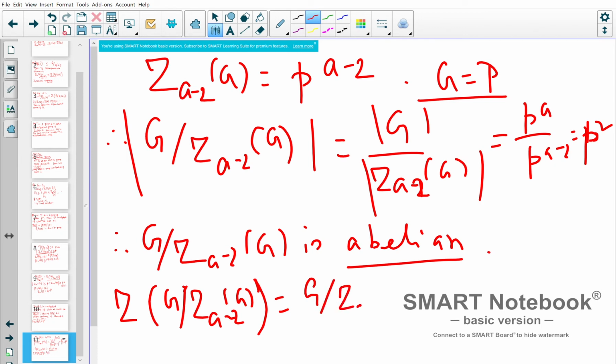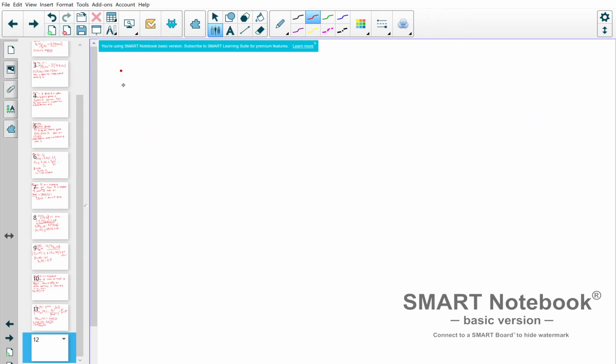G mod A minus 2 of G, right? But center is what? Center is nothing but G A minus 1 of G mod G A minus 2 of G, right? By definition. So if this is the full thing, what does that mean? That this implies that the A minus 1 in center of G is nothing but G. But this is a contradiction.